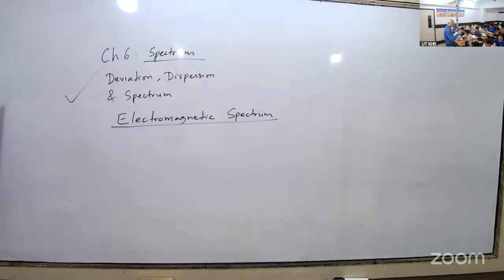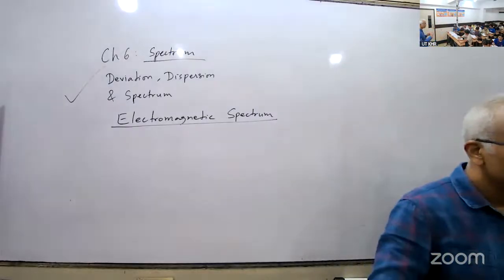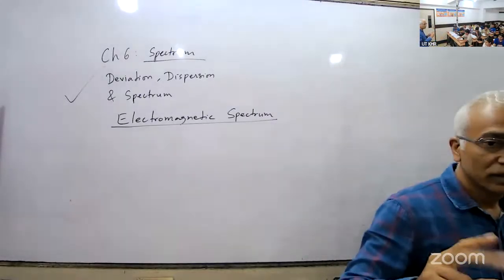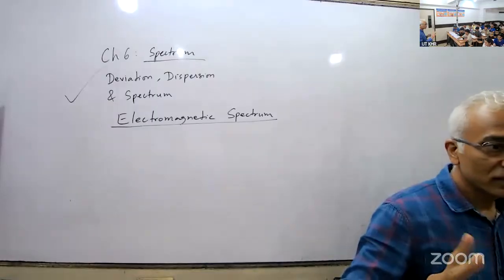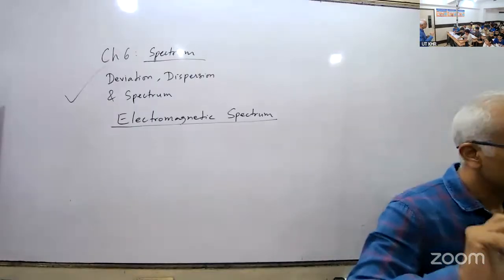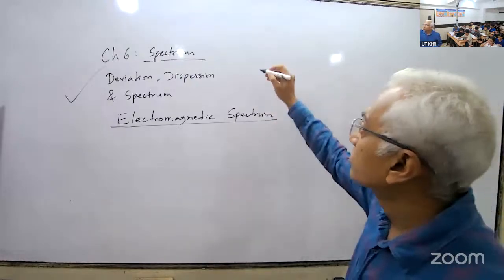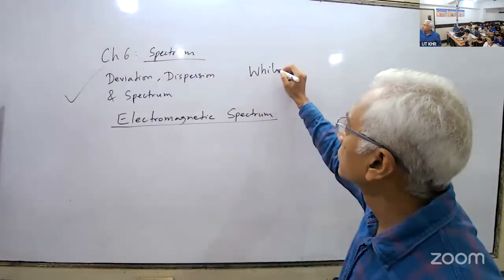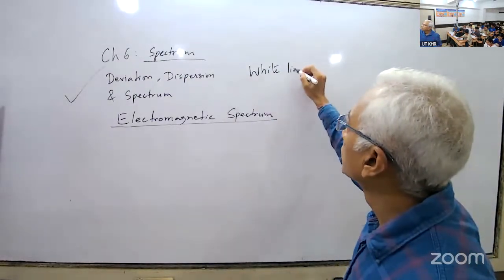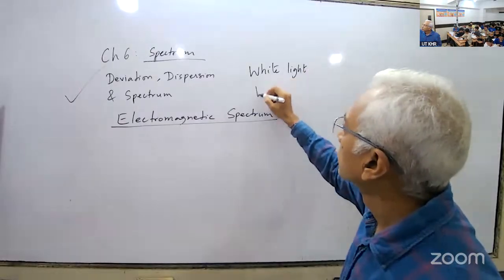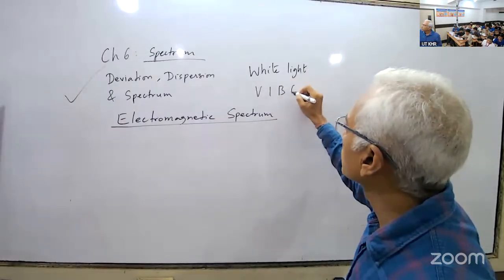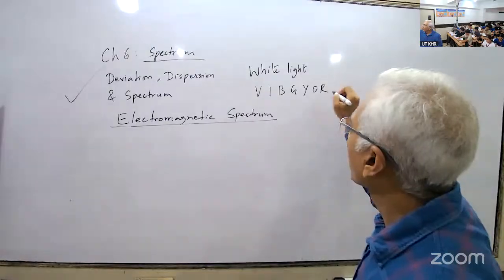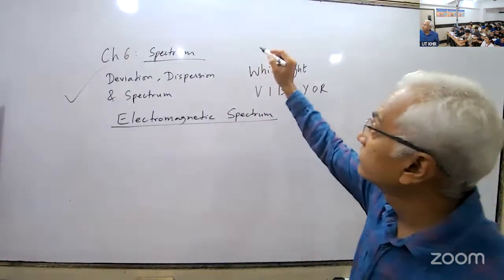So we are already familiar with the spectrum of white light. What is the spectrum of white light? How many colors does it have? Seven colors. So spectrum of white light has seven colors.